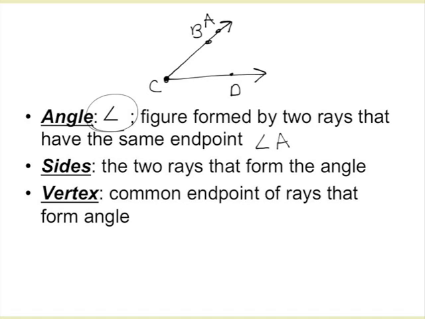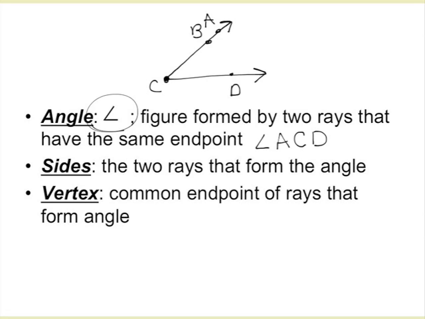Then the second letter you name must be the vertex or that common endpoint that they share, where the angle comes together, or the corner of the angle. So C has to be the second letter in the name. And then pick a letter that's on the other side. So I picked A, so I don't want to pick B again, but I could pick D. Okay, so you pick a letter off of one side, pick the corner or the vertex, and then pick a letter off of the other side.